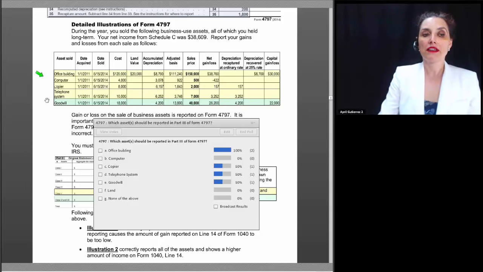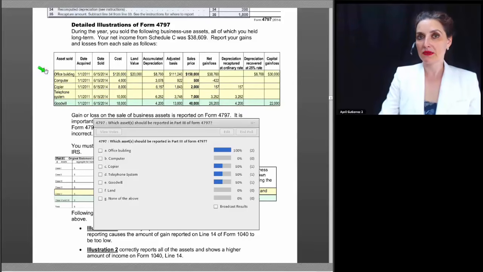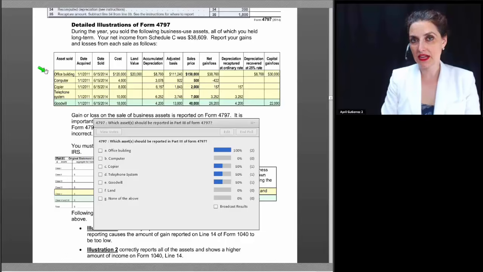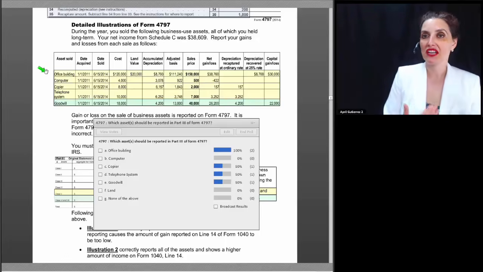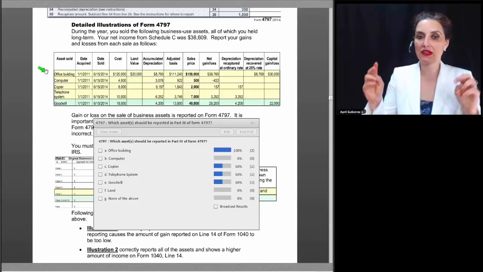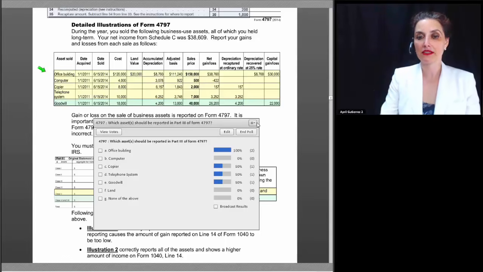But theoretically, if I leave the land as a part of the sale of the office building, it's going to make no difference to the tax. It's just a pure technicality on where we put the land. In the first illustration, I'm going to have the land included in Part 3, and then in the second illustration, I'm going to put it in Part 1 because that's where the IRS instructions say it belongs.